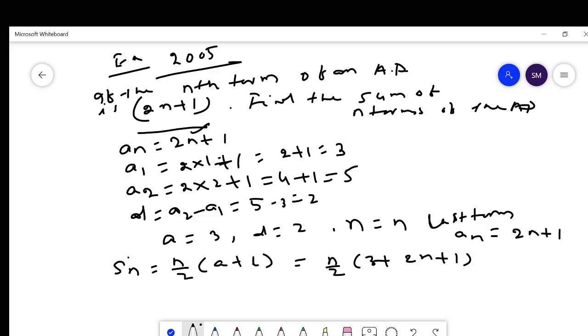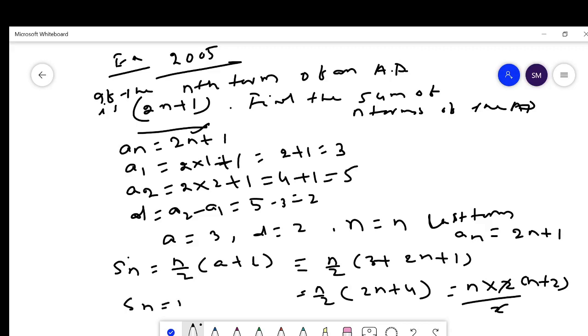Then here this is n upon 2 into (2n plus 4). Then n into (2n plus 4) upon 2, the 2 cancels. Then the sum Sn is equal to n into (n plus 2). The sum of first n terms of the AP is this.